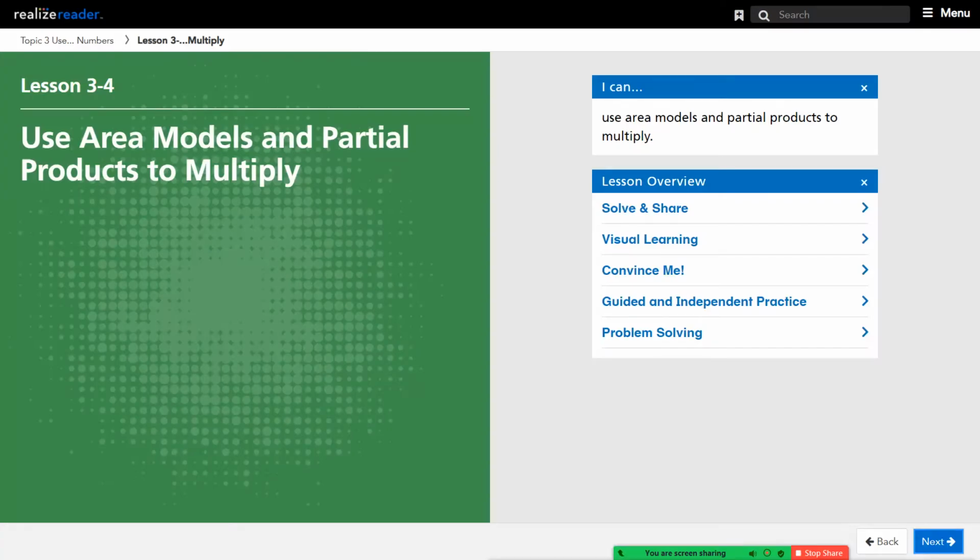Hello, fourth grade, and welcome to lesson 3-4. We're going to be talking about partial products again today, and we're going to be looking at area models. So these are similar to arrays, except the parts are all put together, and I'll show you what that looks like in just a moment. Let's take a look at our video lesson.